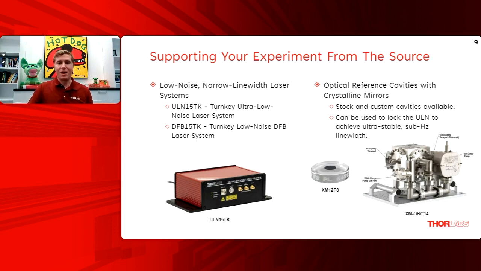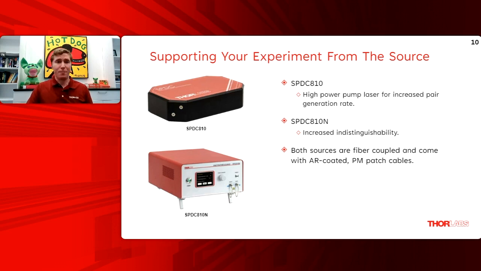Next up, of course, I can't forget to mention our single photon sources, or pair sources more accurately. And for this, we've got these two in particular, the SPDC810 and the SPDC810N. Both of these are quite similar in the sense that, of course, they're outputting 810 nanometer photons. But with the 810, you're going to have a higher power pump laser. So you're going to be getting over 450 kilohertz pair generation rate, according to our specs, versus the 810N, where you've got instead more of a focus on the increased indistinguishability.